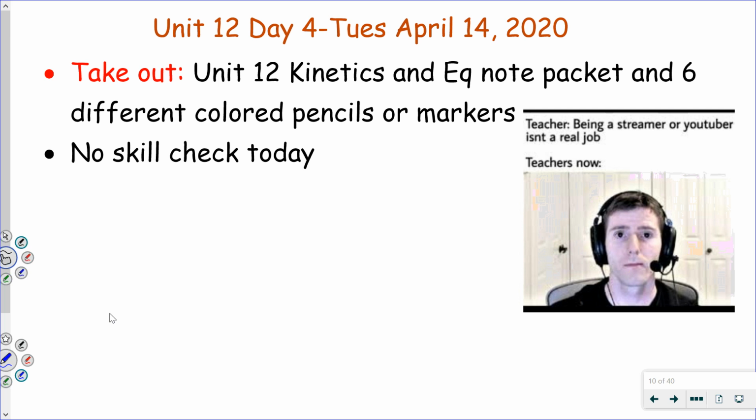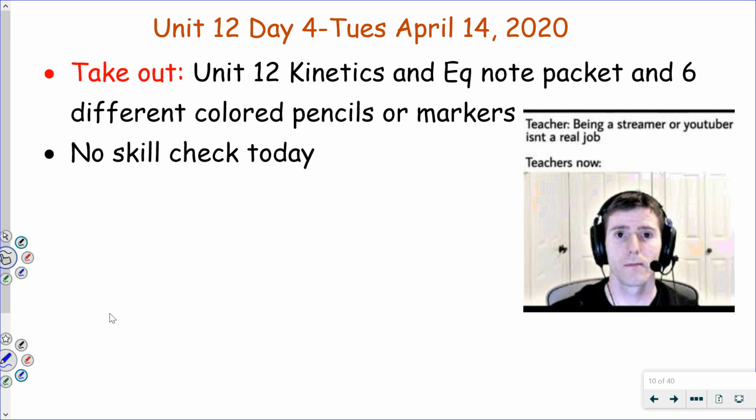We are on Unit 12, Day 4 of our Kinetics and Equilibrium packet. Today, you're going to need out your packet to page 6, and kind of similar to yesterday, you're going to need 6 different colored pencils or markers. You don't have a skill check today. You will get one tomorrow once we've done some more practice with potential energy diagrams.